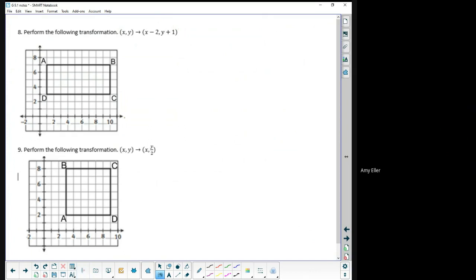I'll show you how it's going to look. It's pretty basic. I'm going to take point A. I'm going to move it over 2 and up 1. Call it A prime. You're going to do the same thing for B: 2 to the left, up 1. Do that to every point.